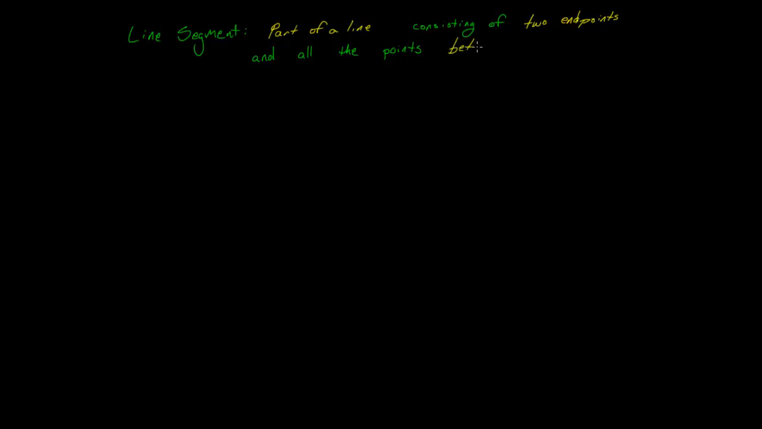So let's get to the first page of our notes. It has line segment, and it's a definition which we have already looked at in the past. A line segment is part of a line consisting of two endpoints and all the points between them. That's the definition of a line segment.